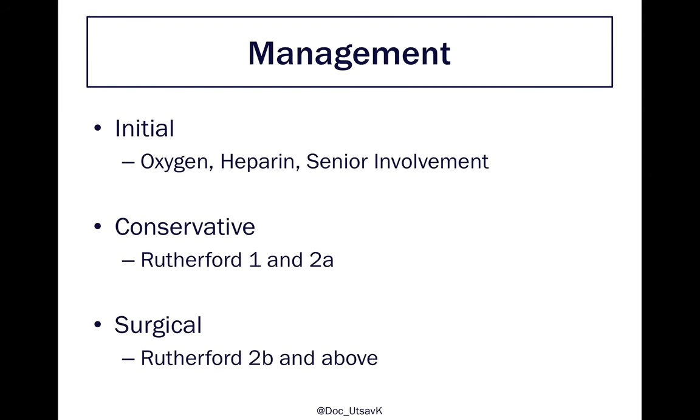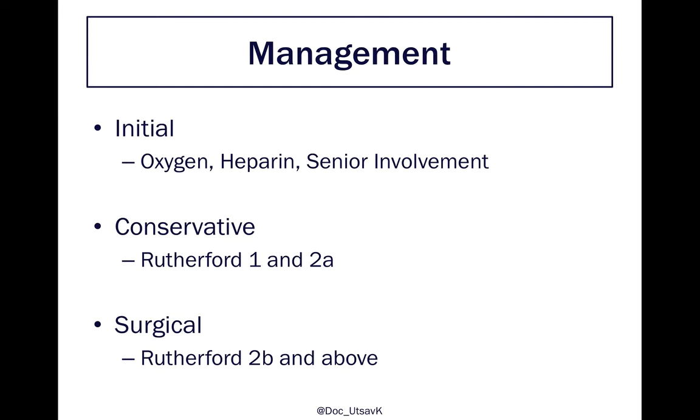Acute limb ischemia is a surgical emergency and must be treated within 6 hours. It is very important to have senior involvement as soon as possible for these patients. Initially, all patients should be started on high-flow oxygen, have IV access, and continuous heparin infusion.